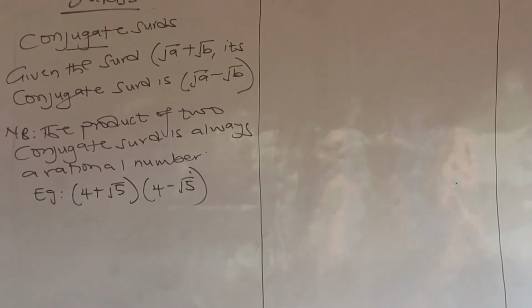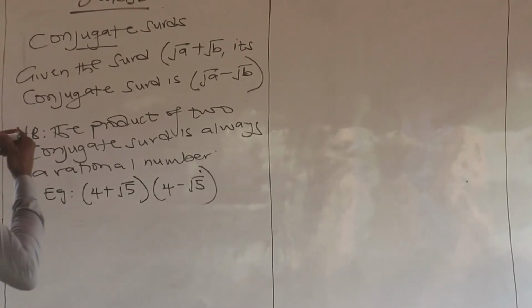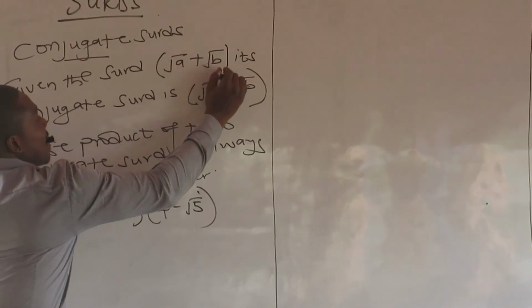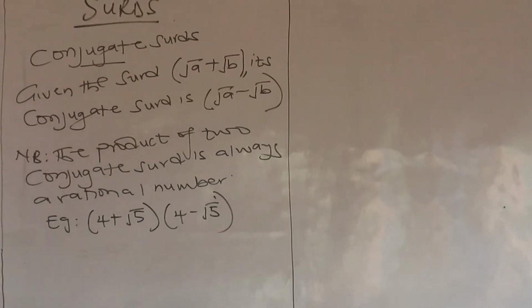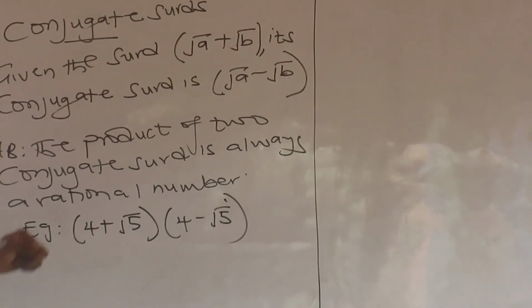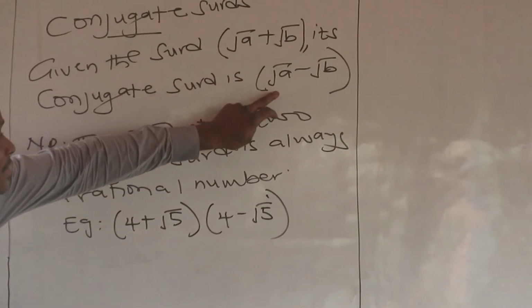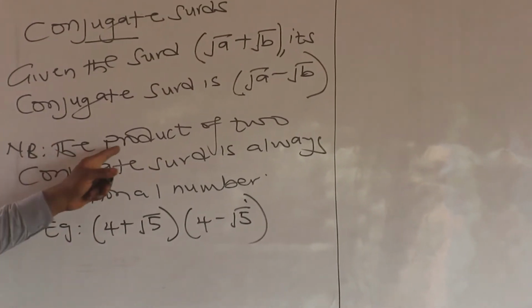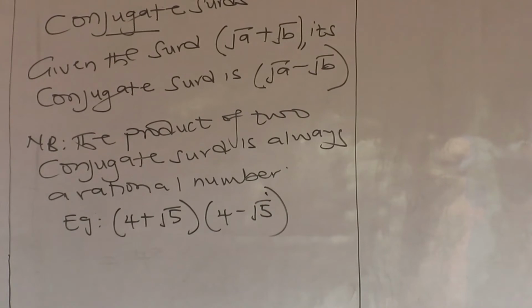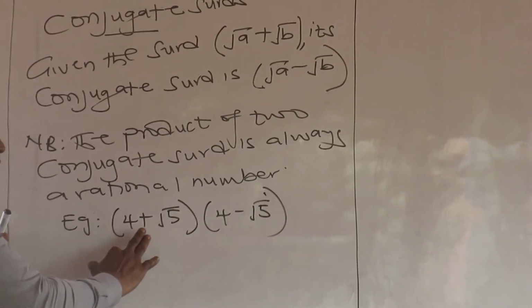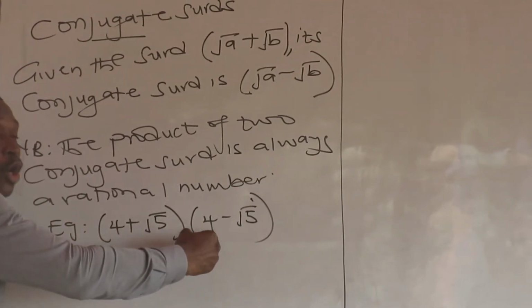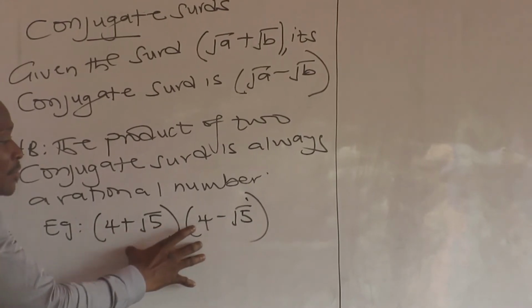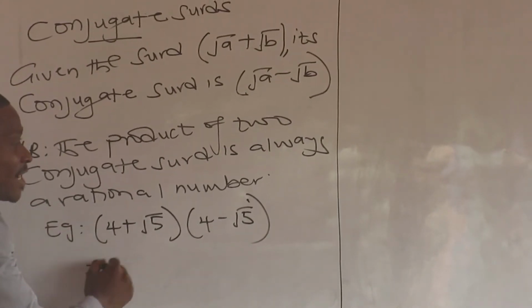It says, given the surd root A plus root B, its conjugate surd is this. So the opposite of this is this. So that's a conjugate surd. Now the product of two conjugate surds will give you a rational number. So that is a surd. That is its conjugate. When I put them together by multiplication, I'll get a rational number.